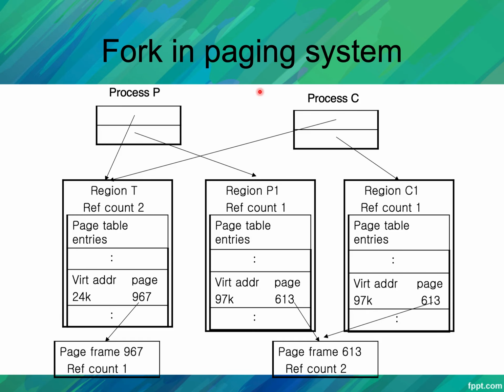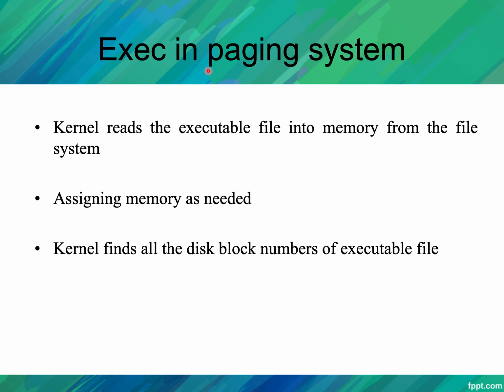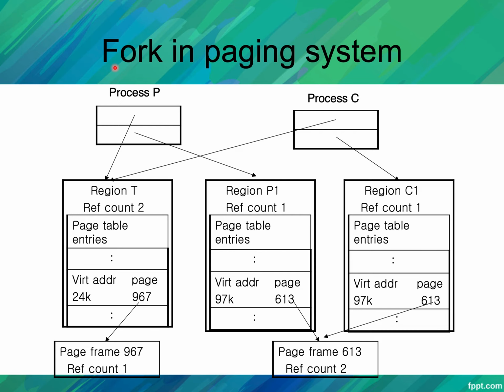So in what situations is demand paging required? Here we are going to discuss two situations. One is fork in a paging system, and the other is exec in a paging system. Whenever your system supports paging, that means demand paging, whenever we execute a fork system call, the process may not be loaded into the primary memory, but it will be loaded into the secondary memory. And once there is space, once it is on demand, the child process will be loaded into the primary memory, and then it will get executed.